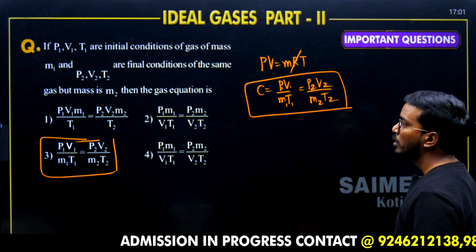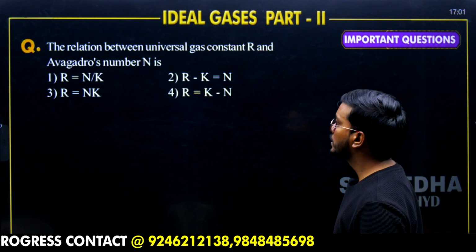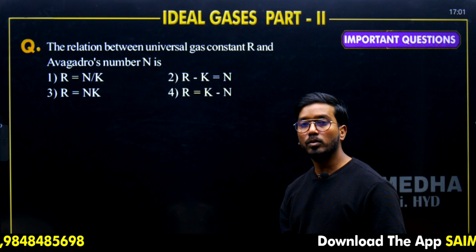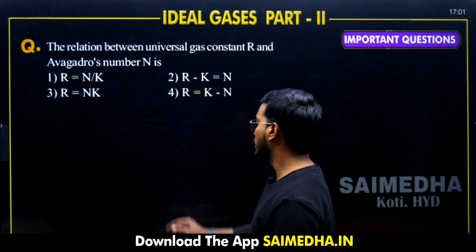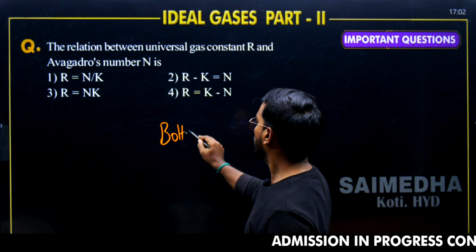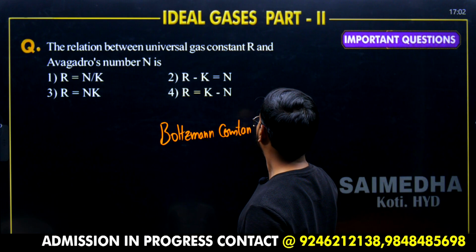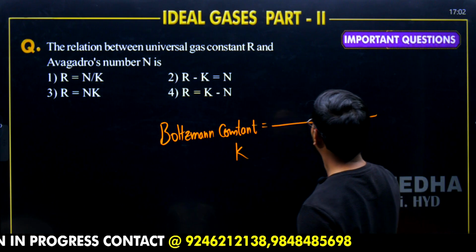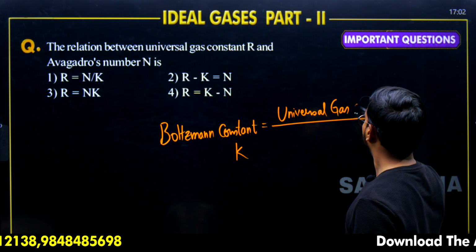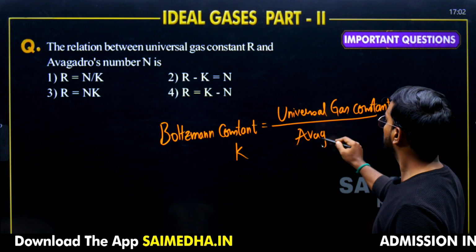So this is your equation. Moving on to the next important question. The relation between the universal gas constant and Avogadro's number. While discussing the number of moles and number of molecules equation, I told you this: Avogadro's number in terms of Boltzmann constant. Boltzmann constant K is equal to universal gas constant divided by Avogadro's number.